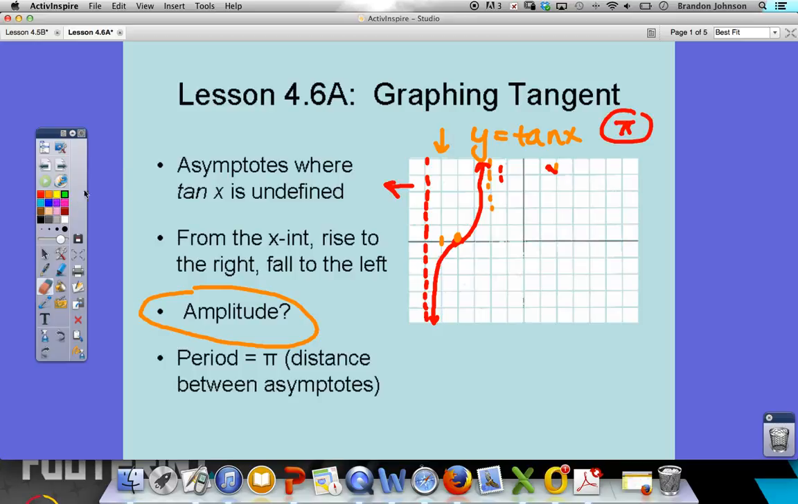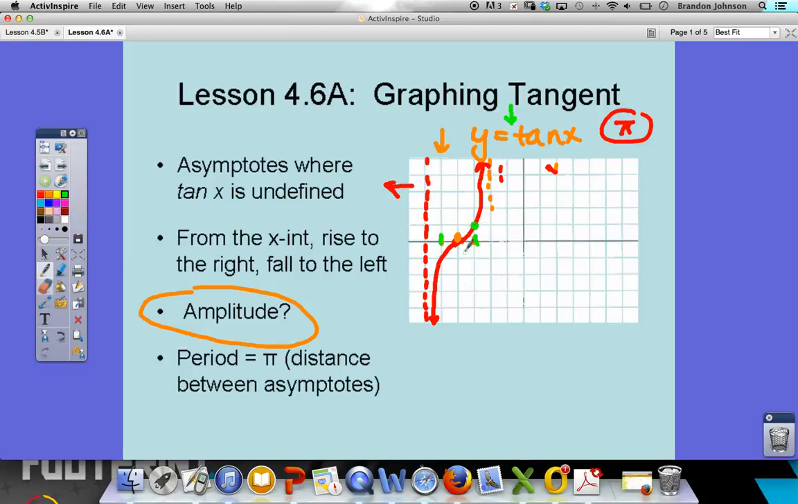I'll use green here. At 1/4 and 3/4 of this, I have to figure out my amplitude. Again, the amplitude is the value that's in front of tangent of x. In this case, it's 1. So from the 1/4 and 3/4 mark, it should be at 1.